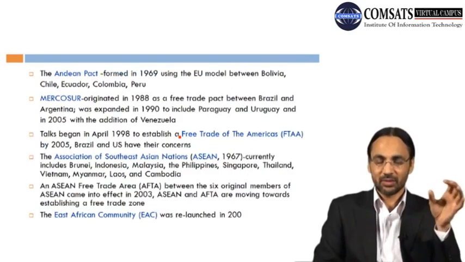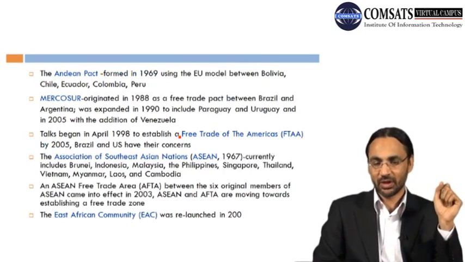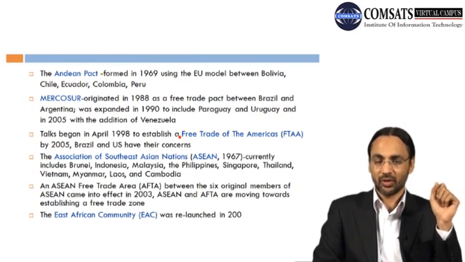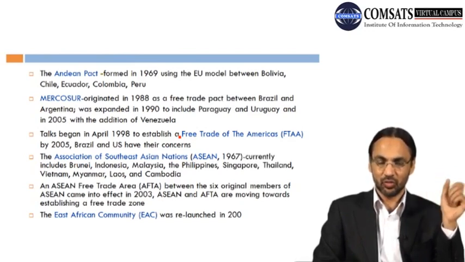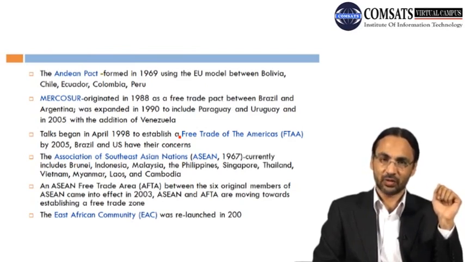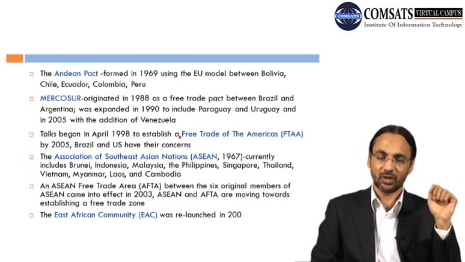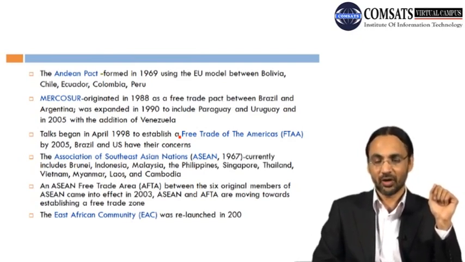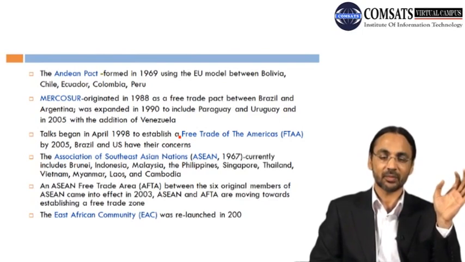Okay, there are some other formations within the South American market, like the Andean Pact, formed in 1969 between Bolivia, Chile, Ecuador, Colombia, and Peru. Its main intention was similar to what we have seen in the EU. Besides this agreement in South America, they had Mercosur. Mercosur was a trade agreement between Paraguay, Uruguay, Brazil, Argentina, and Venezuela. These were the five countries that were involved in Mercosur.